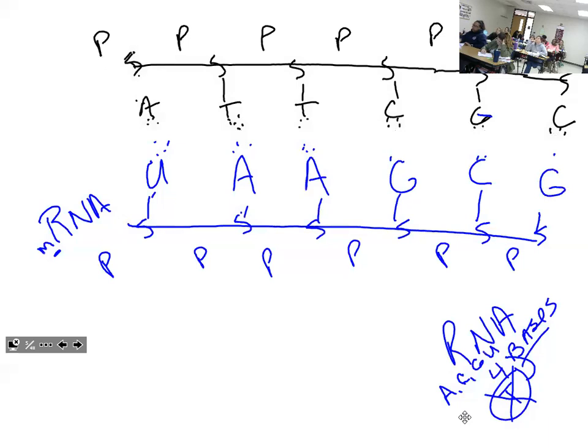The sugar, by the way, is not deoxyribose. The sugar is what? Ribose. So there's some differences in the RNA molecule from the DNA molecule, but they're both nucleic acids. They both have nucleotides, where they have a phosphate, a sugar, and a base. That's what a nucleotide is, right? And they're composed of many nucleotides.